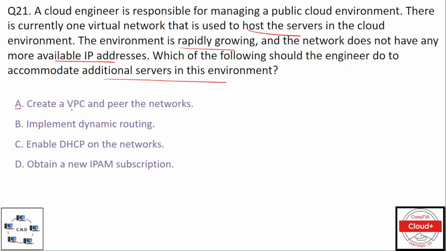Option A, create a VPC and peer the networks. Option B, implement dynamic routing. Option C, enable DHCP on the networks. And option D, obtain a new IPAM subscription. And the correct option is option A, create a VPC and peer the networks.